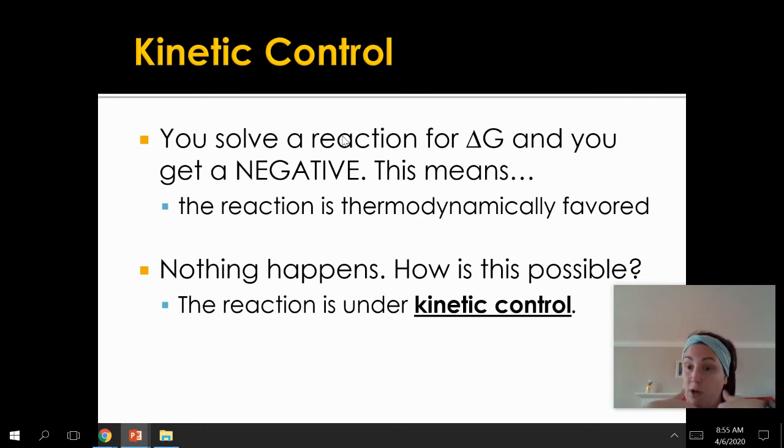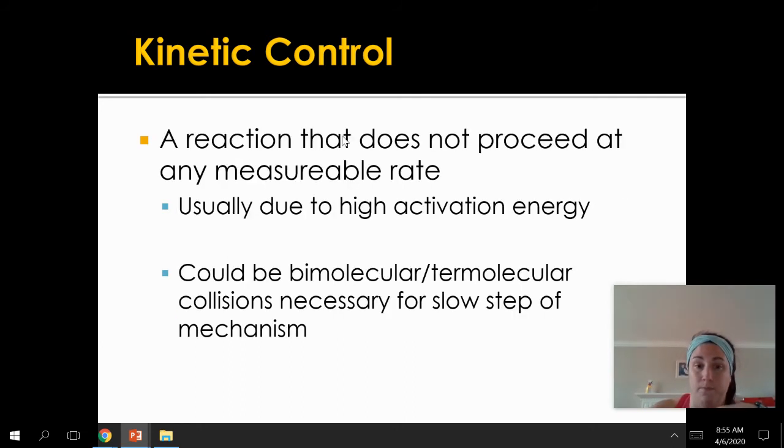Because the reaction's under what we call kinetic control. What does that mean? Okay, a reaction, even though it's thermodynamically favored and the equilibrium should lie heavily to the product side, does not proceed at any rate that we can measure, aka it seems like it's not happening even to us, because maybe it's something that would happen so slowly it'd be hard to quantify. The reason for this is because of kinetics, not because of thermodynamics, okay? In this case, we usually have a very high activation energy.